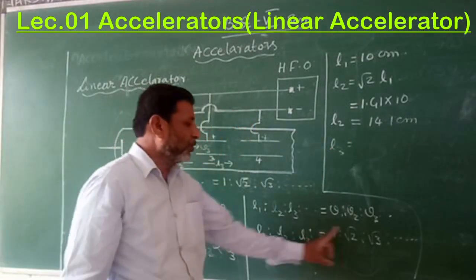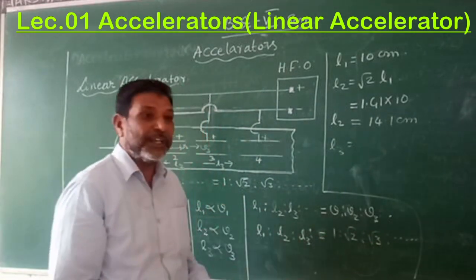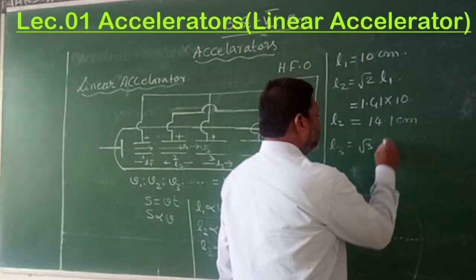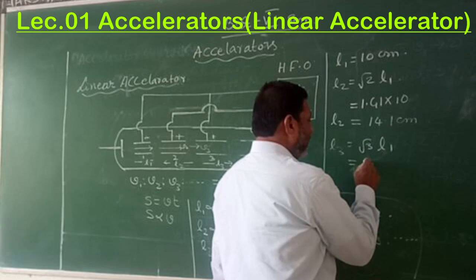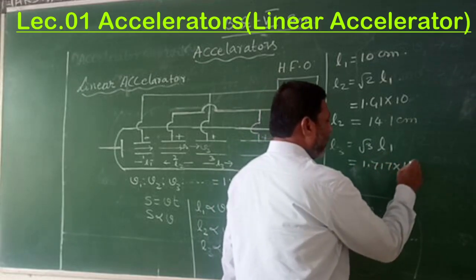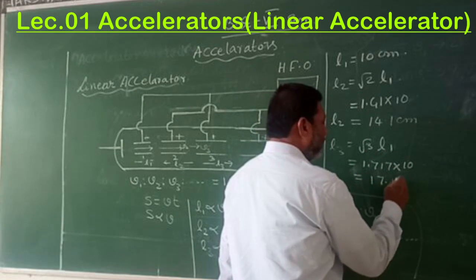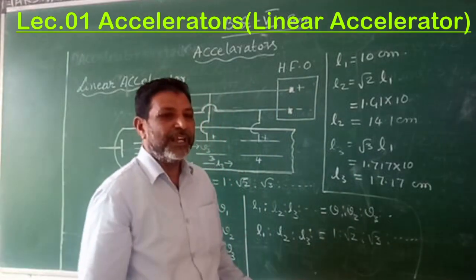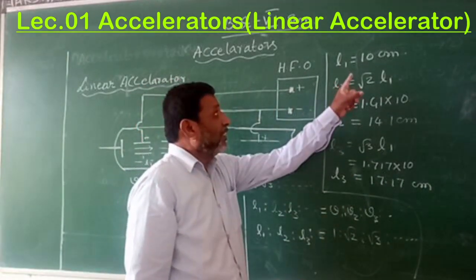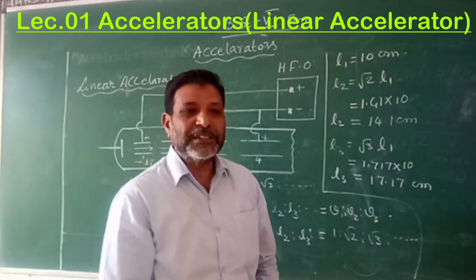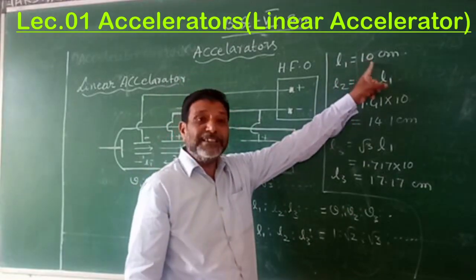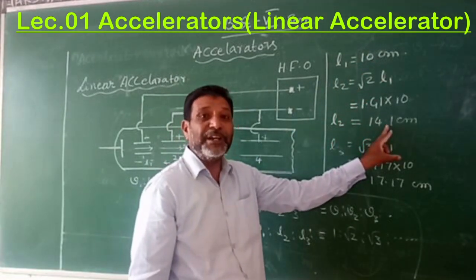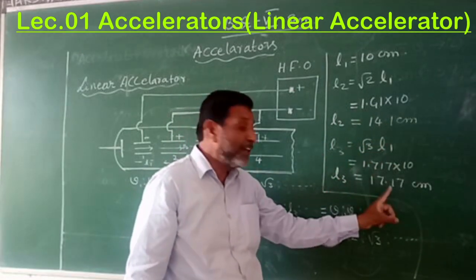Next, L3 is equal to root 3 times L1. Root 3 is 1.717 into 10, that is equal to 17.17 centimeters. This is the value of L3. Now you can see that if L1, the first cylinder, is of length 10 centimeters, then the second cylinder should be of 14 centimeters, then the third of 17.17 centimeters.